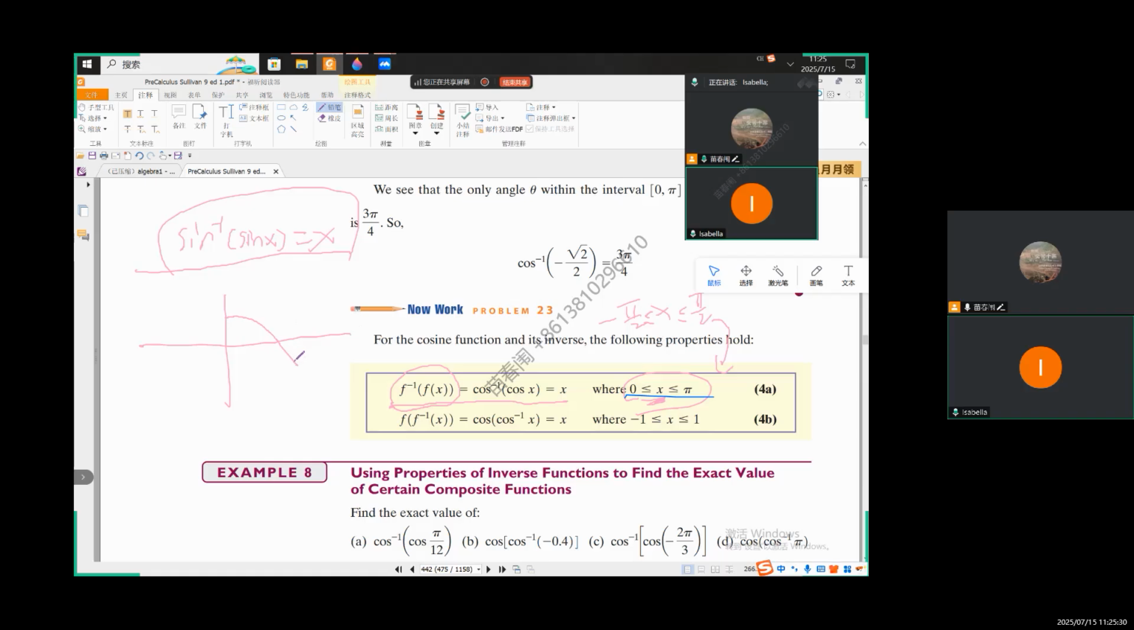So let's look at the cosine graph again. So this is a cosine graph, right? Before, it doesn't... all real numbers, is it okay?